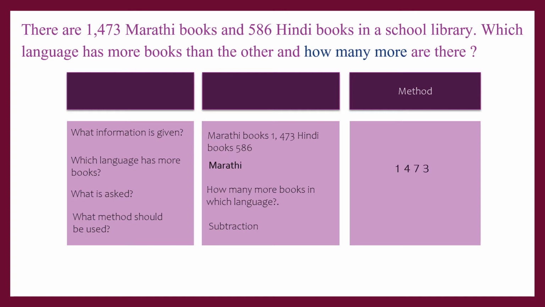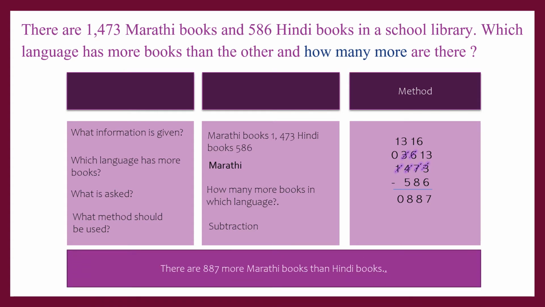1473 minus 586, we will get the answer 887. So now we will write a final answer in a statement. There are 887 more Marathi books than Hindi books. Now let us solve another example.